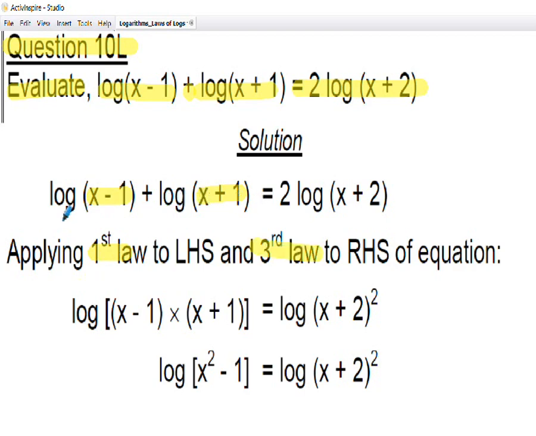On the left hand side I basically have log of a plus log of b, so I can write that as log of a times b, so in this case it's x minus 1 times x plus 1. And on the right hand side I have 2 times the log of x plus 2, so I can write that as log of x plus 2 to the power 2. So I've gone from n log a to log a to the n on the right hand side. Simplifying on the next line, I've multiplied my brackets together to get log of x squared minus 1. I'll let you check that out. And on the right hand side I keep my log of x plus 2 all squared.